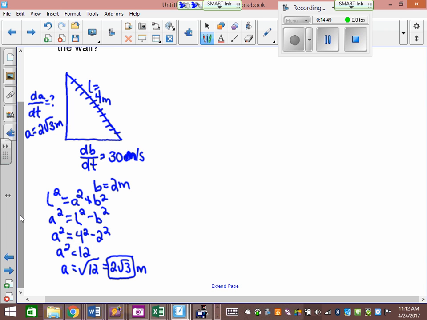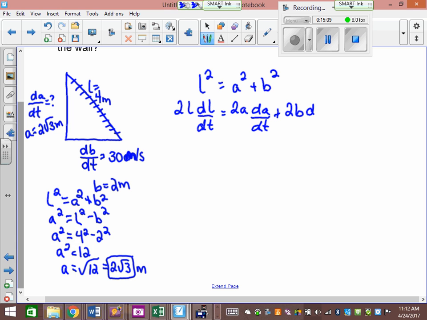So we're using the Pythagorean theorem. L squared equals A squared plus B squared. Do the derivative of it. So we get 2L dL/dt equals 2a dA/dt plus 2b dB/dt. Most people get to this point, fill it in, and then stop. Because we don't know what? We're trying to find dA/dt, but we need what else? We have dB. We're missing dL.